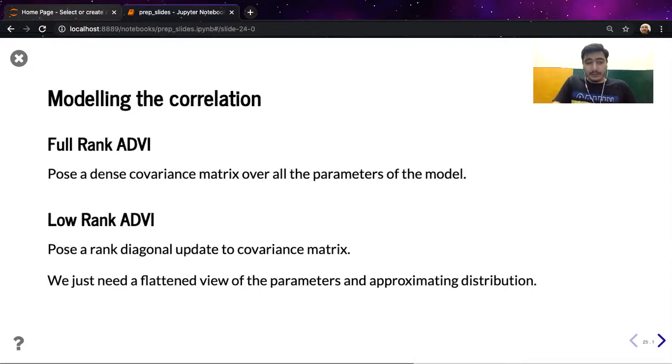Last time we discussed modeling under the assumption that all parameters are uncorrelated. We can go to the other extreme and say, hey, are all the parameters of the model related, and pose a dense correlation matrix over all the parameters of the model. Doing so is called full rank ADVI. There is some compromise we can make by posing a low rank diagonal update, which is called low rank ADVI, and which can be seen as a compromise between the two extremes. Let me take some examples of how we can use full rank and low rank ADVI in the PyMC interface.